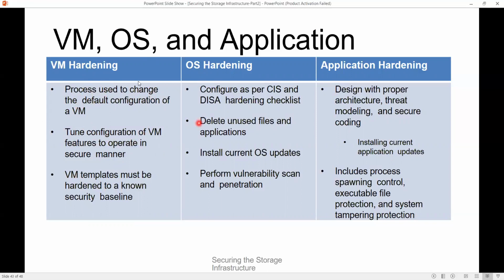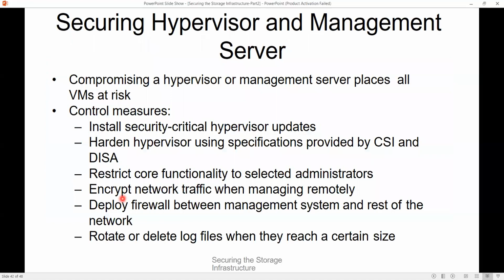What we want is to ensure the security in the VMware. So what can be done? Tuning configuration: VM templates must be hardened to a known security baseline. All the templates that we are using in the VM machine must be hardened, must be secured, right? So various scenarios can be implemented again that are mentioned here.